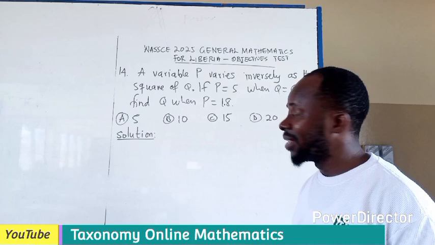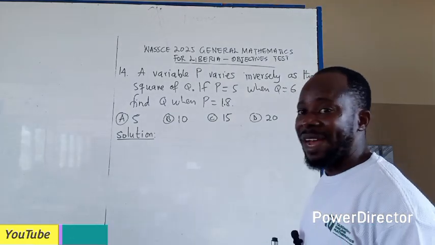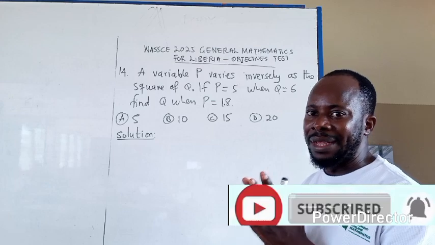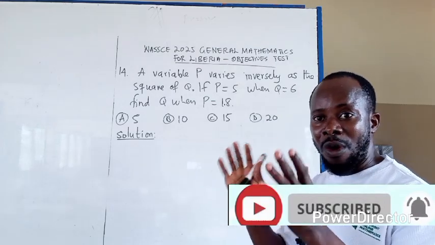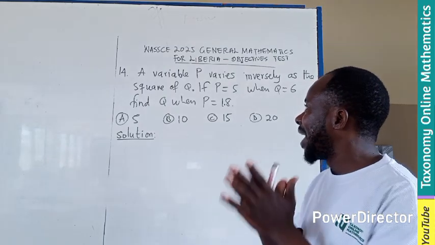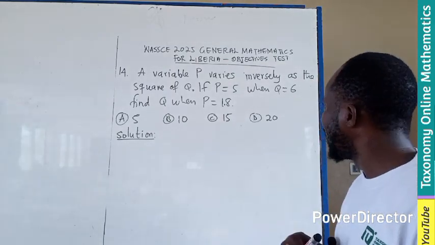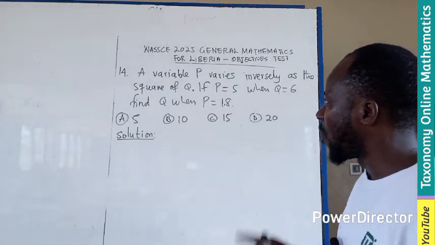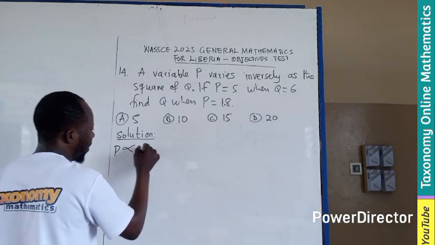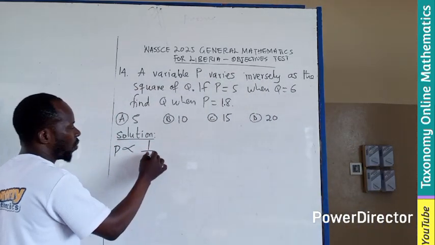This is on variation, obviously on inverse variation. If you check the playlist for variation on the YouTube, you get all the information you need to know about variation. So we're having a variable P that varies inversely as the square of Q. So if P is varying inversely as the square of what?